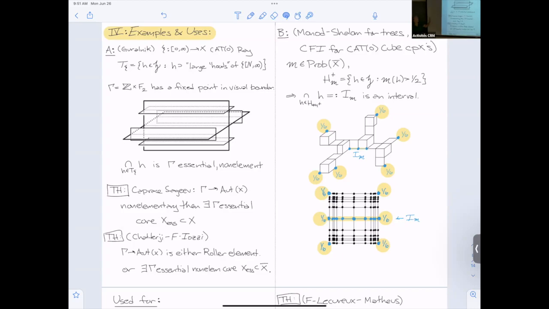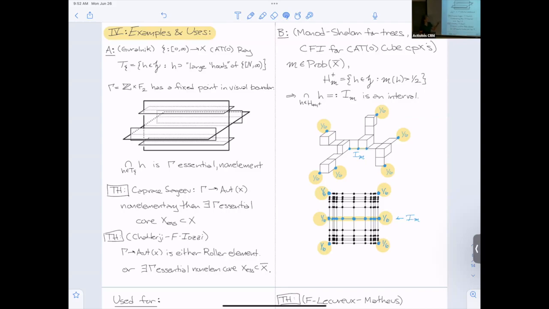So if I look at this Z cross F2 as an example, which I really spent way too much time drawing, then we have that it's elementary, meaning that it has a fixed point in the visual boundary, and that fixed point corresponds to the direction that is kind of coming at you, right? So the intersection of all of those half spaces will end up being the compactification of a CAT(0) cube complex in this case, that is essential and non-elementary.